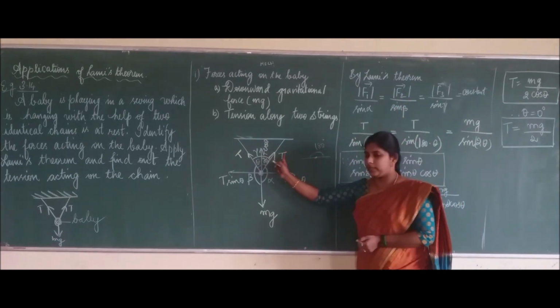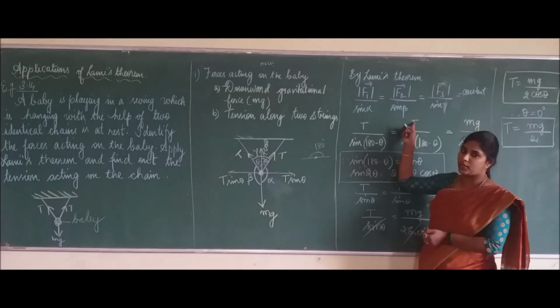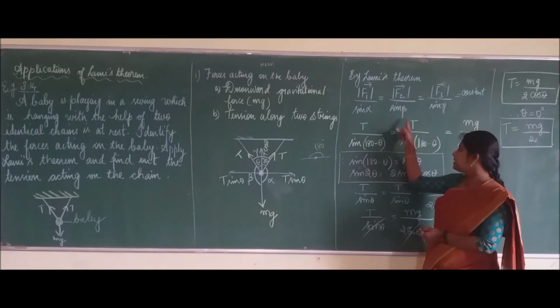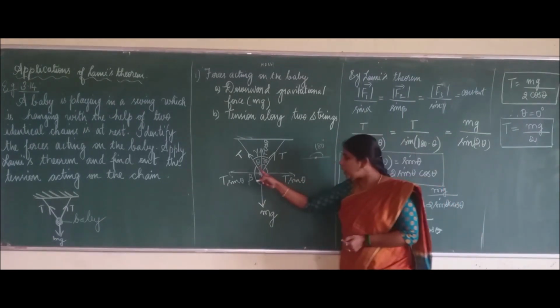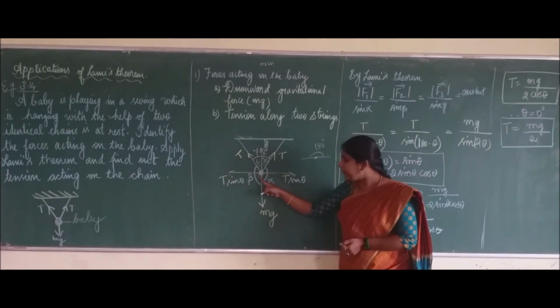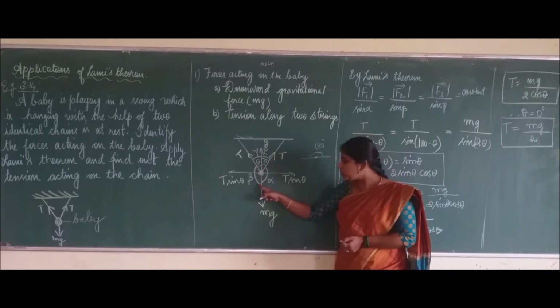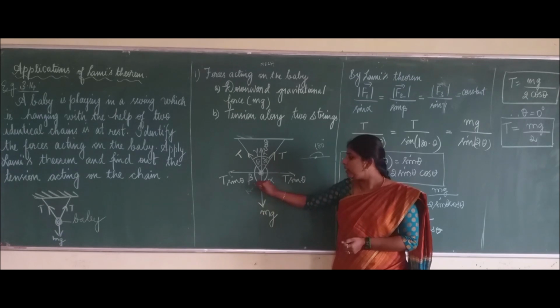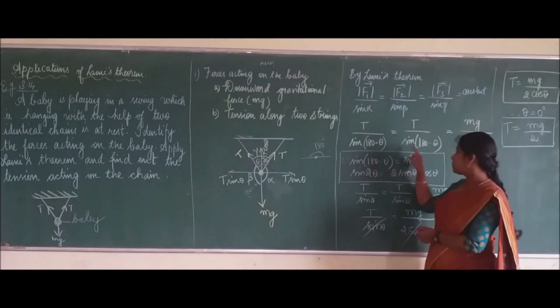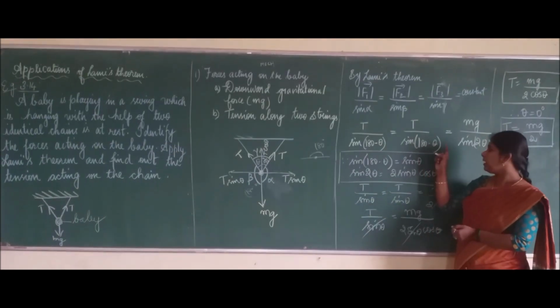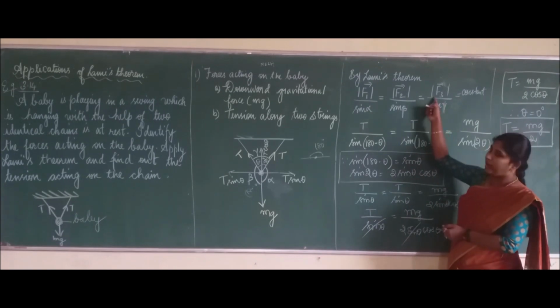That is nothing but this side, so that is also tension T here. So T by sine of beta. What is angle beta? This fully part is 180, and here it makes angle theta. The remaining part is 180 minus theta here. So T by sine of 180 minus theta equals the F3 force.